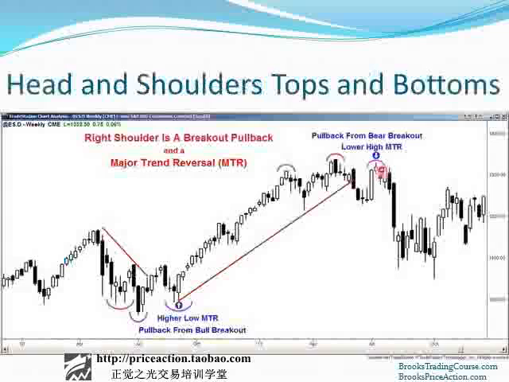So I see the right shoulder of a head and shoulders top as simply a lower high major trend reversal. In other words, a pullback from the bear breakout below the trend line. So we have a bull trend, a break below the bull trend line, and this is a pullback from that breakout. You can call it a head and shoulders top. I prefer to call it a lower high major trend reversal.